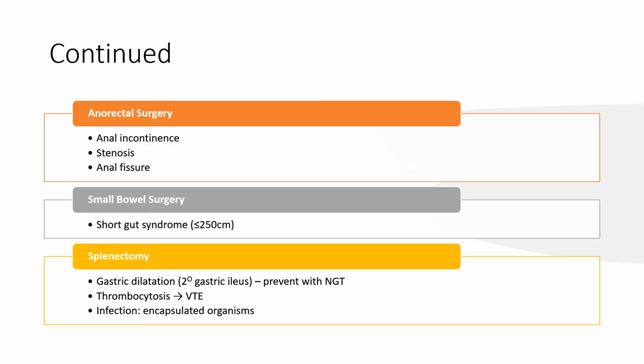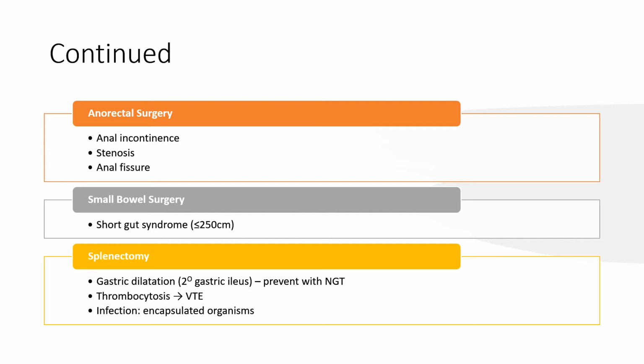All right, looking at other causes, with anorectal surgery, you're messing around with the bowel, it can cause narrowing, stenosis, and obstruction. As well, if you're messing around with the sphincter or the muscles, then you can have incontinence. With small bowel surgery, if you cut out a lot, you're going to have short gut syndrome, and there's not going to be enough time for the contents to go through and to get absorbed.